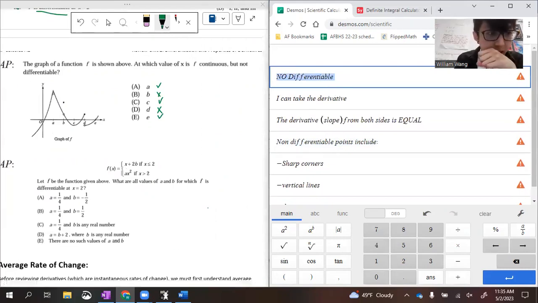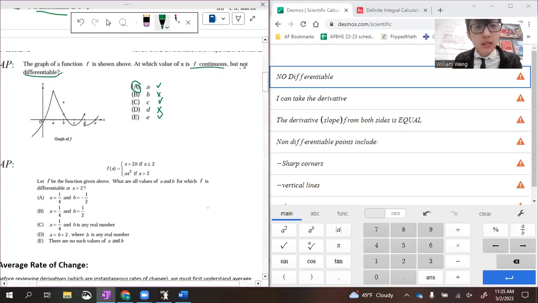All right, A, this is a sharp corner, so it's not differentiable. This is actually going to be our correct answer, right? Because it's both continuous and it's not differentiable. So it's continuous, but not differentiable.